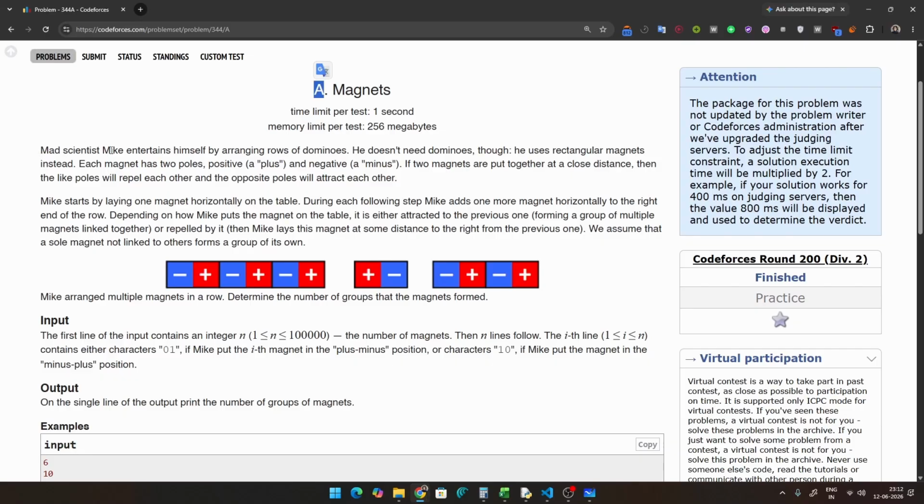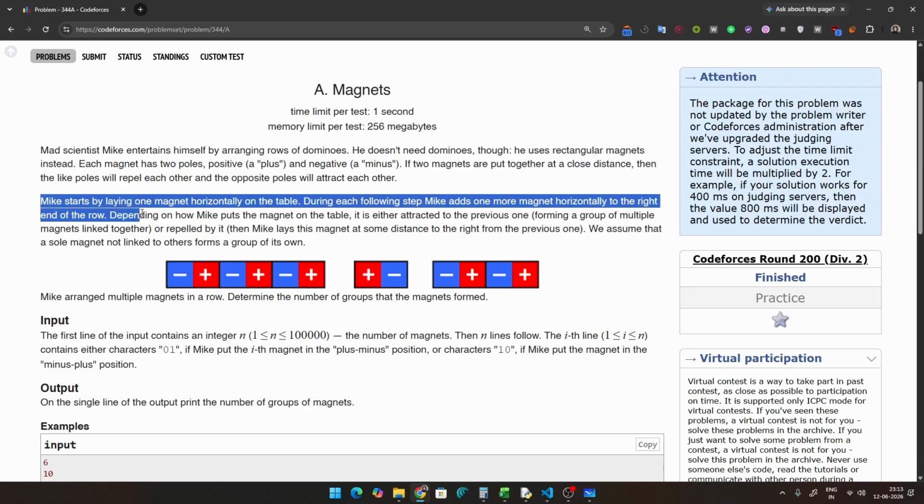So, mad scientist Mike entertains himself by arranging rows of dominoes. Okay. He doesn't need dominoes, though. He uses rectangular magnets instead. Each magnet has two poles, a positive and a negative, a minus. If two magnets are put together at a close distance, then like poles will repel each other, and if they are opposite poles, they will attract each other. What they're saying is a negative and a positive followed by a negative and a positive. The ends being positive and negative, they attract. If it's positive, positive or negative, negative, they won't attract. They will repel instead.